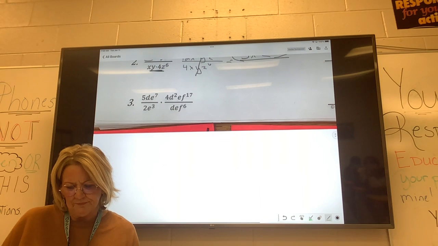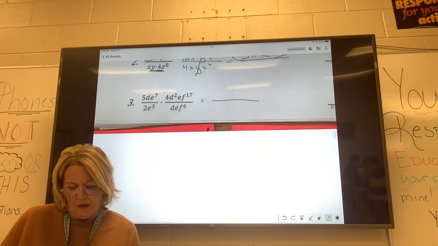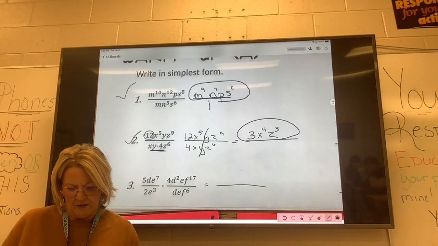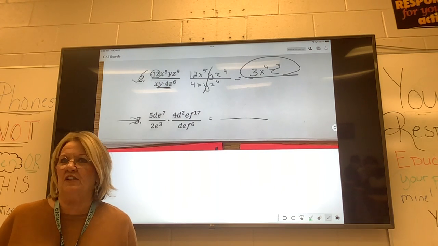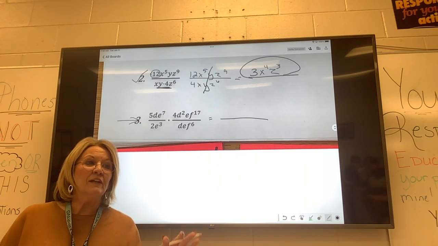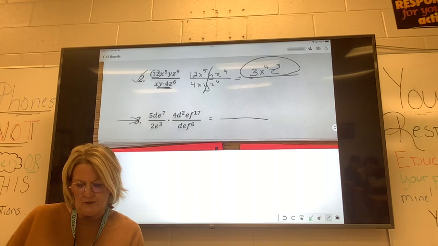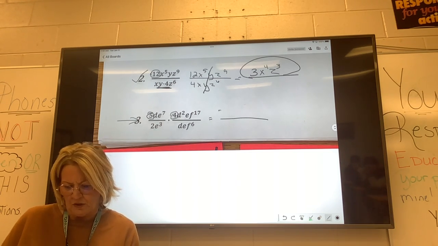The last one, fraction bar. Well, here, like these two were just division, but here, I have multiplication and division happening. So I'm going to go ahead and take care of the numerator and then the denominator, and then I will go from there. So my numerator, I have a 5 times a 4, which is 20.